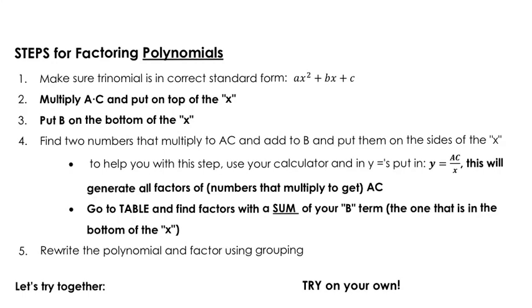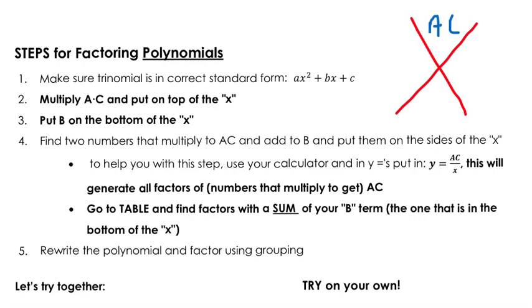Step 1 is to make sure your trinomial is in the correct standard form, or ax squared plus bx plus c. Again, that's just showing that my exponents are decreasing as I go from left to right. For step 2, we want to multiply my AC and put it at the top of my x. So I'm going to write my x over here. This is the X-box method that we're going to be using. So once I have my x, I multiply my A times my C and put it up top.